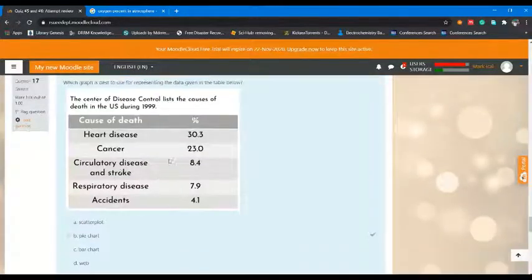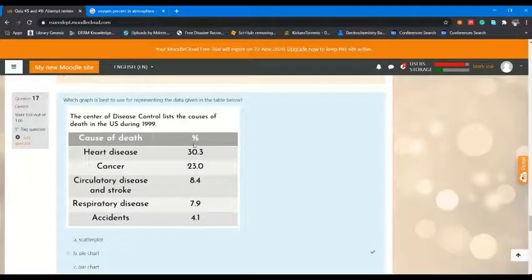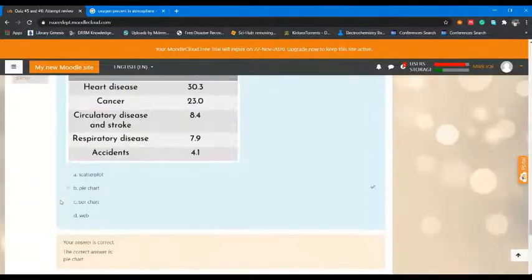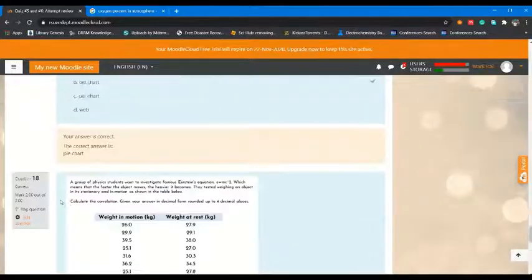So this one is also a pie chart. You know why pie chart is the best? Because we're giving percentages here. So when your data is in percentages, you use a pie chart, because that's basically the composition.